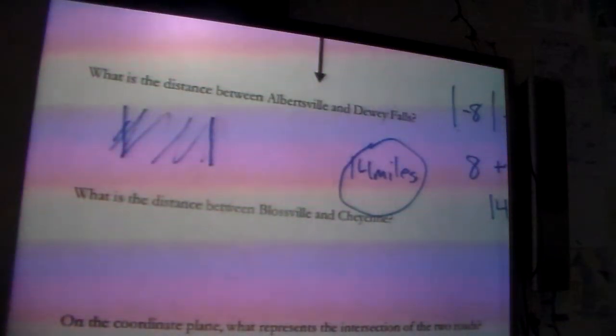I urge you to try to do the same thing for question 2 here, Blossville and Cheyenne, and see if you can do that on your own. So pause, try to do that on your own, and then come back to me in just a second.